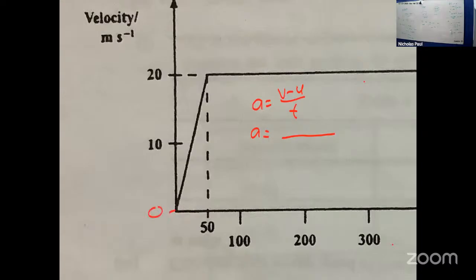So your final velocity is what? 20. From the graph, you're seeing your final velocity is 20 and your initial velocity is 0, and the time it took would have been 50 seconds. After 50 seconds, the velocity is 20, and the graph started from 0. So it's 20 minus 0 over 50, which is 0.4 meters per second squared.